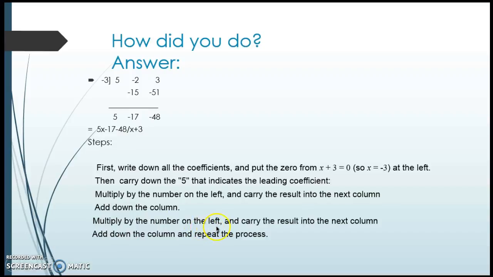Multiply by the number on the left and carry the result into the next column. Here we multiply negative 3 times negative 17 and we got negative 51. Add down the column and repeat the process. We add down negative 51 plus 3 gives you negative 48. The answer now left you with 5x minus 17, with a remainder of negative 48 over x plus 3.